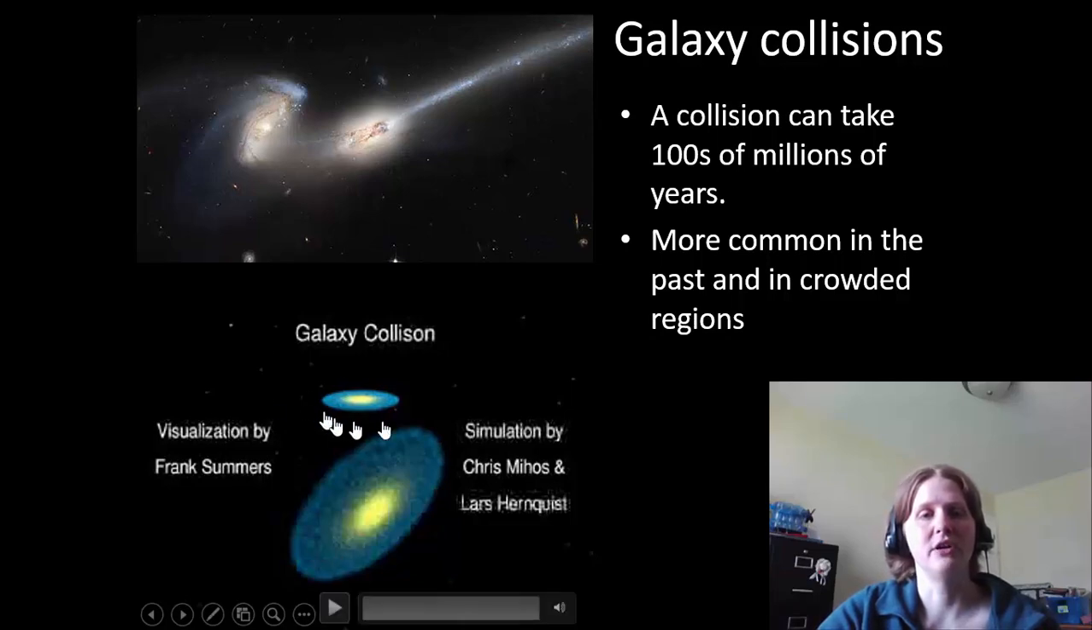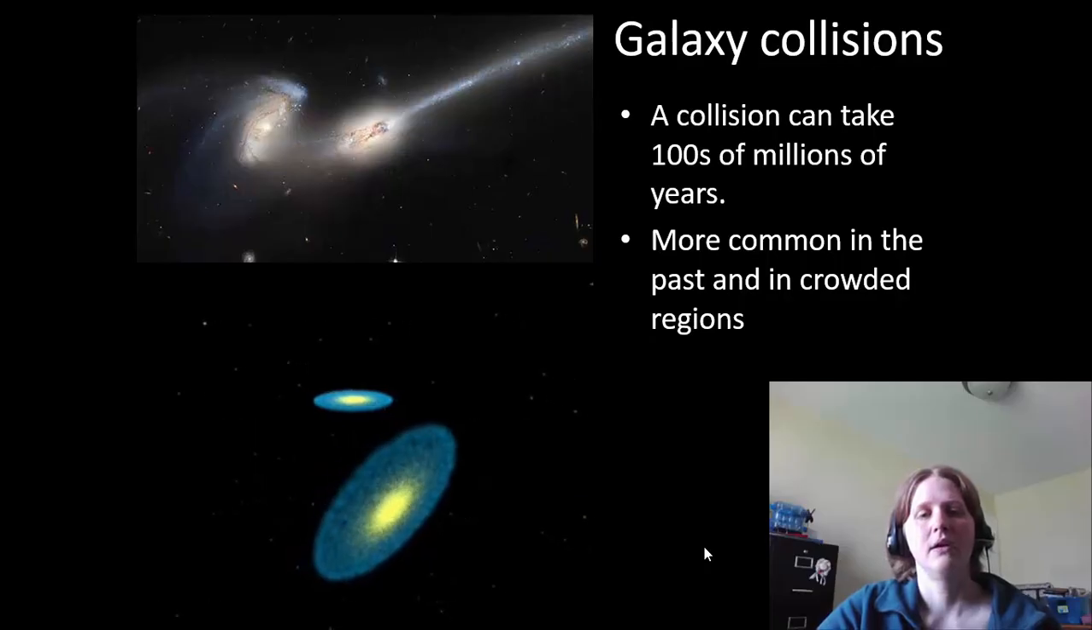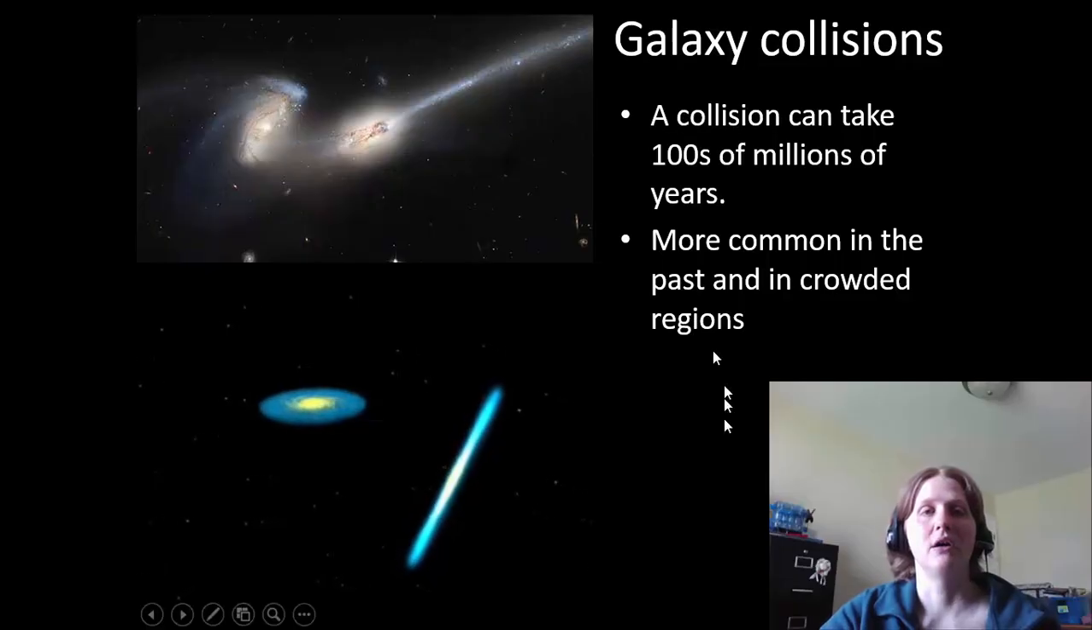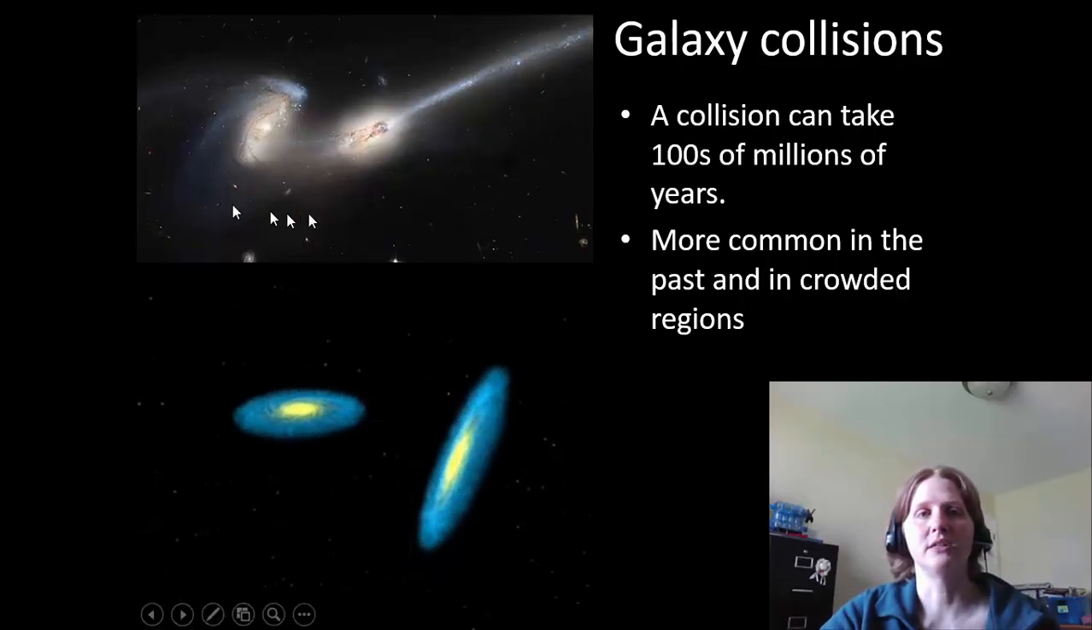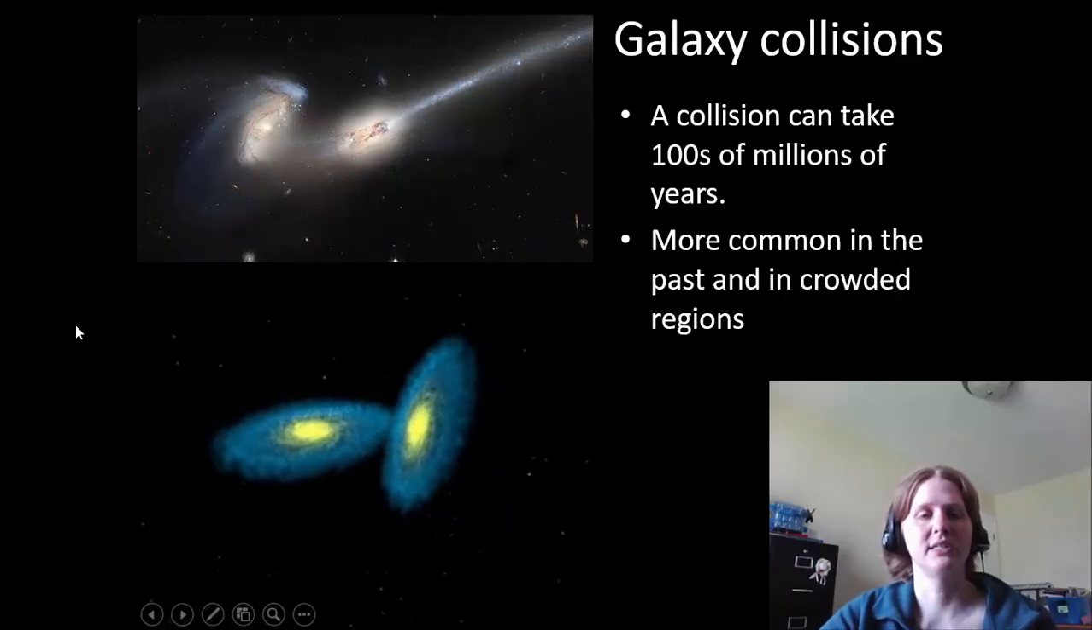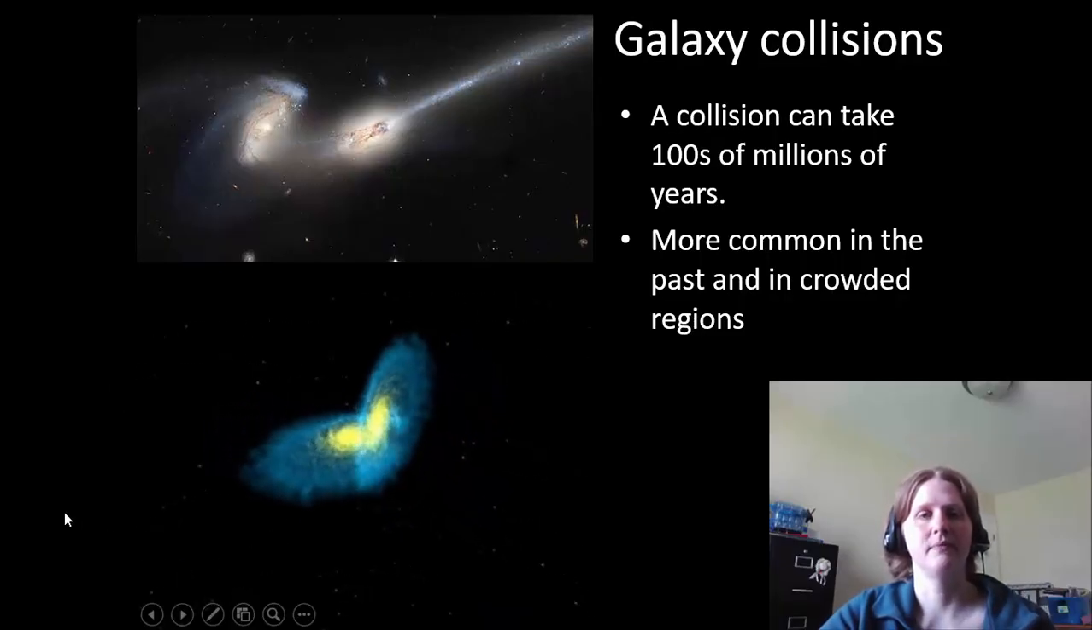So here's a simulation of a spiral galaxy hitting a spiral galaxy. And what you do is you run many simulations, always trying to see how close you can get to reproducing the image that you're trying to explain. So let's see how well they did.